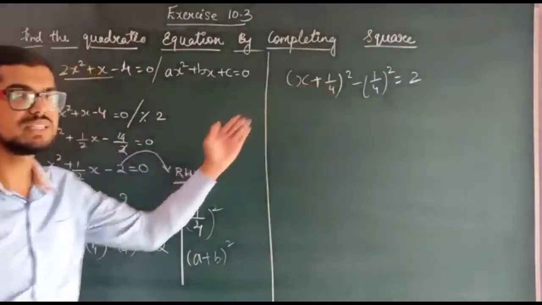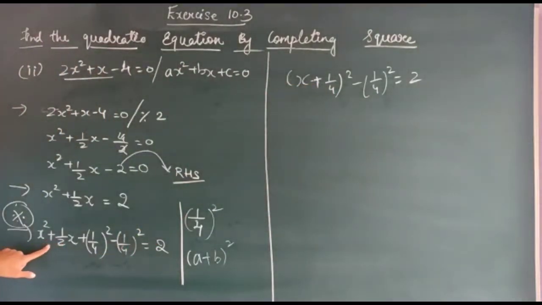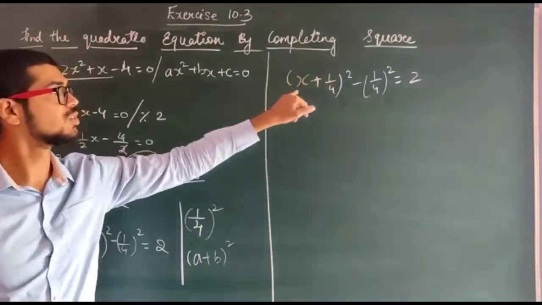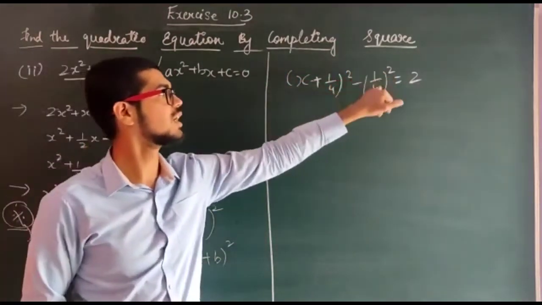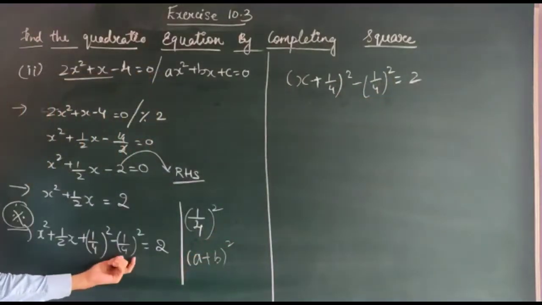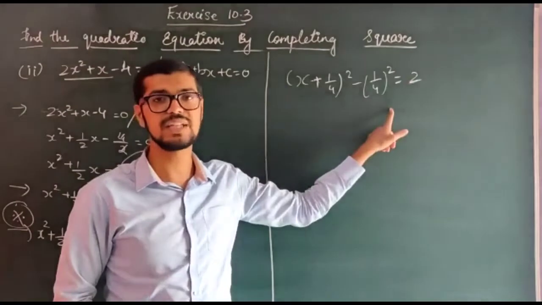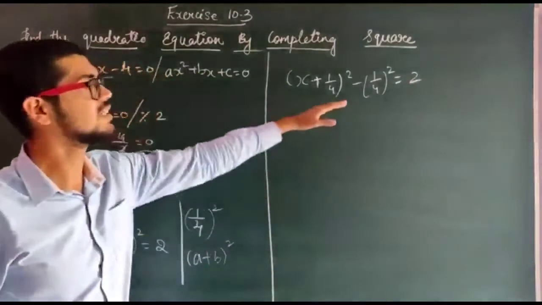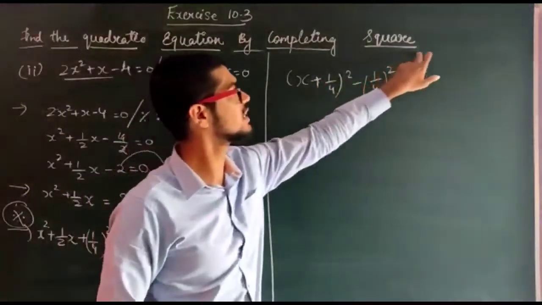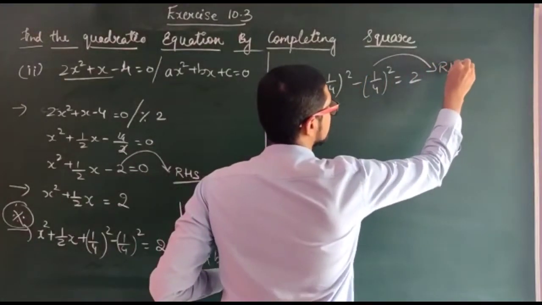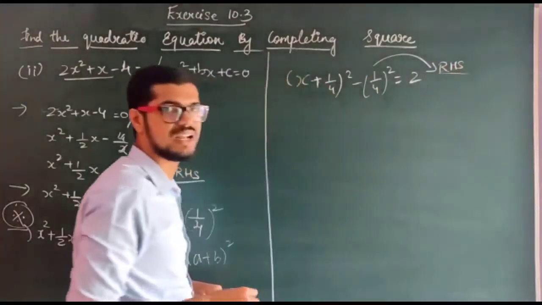So by observing these terms, and I have plus sign here, this will be reduced to a plus b whole square. So this is a plus b whole square minus I am left out with 1 by 4 whole square is equal to 2. Now what is my next step? Simplification. How will I simplify? Send this term towards the right hand side.